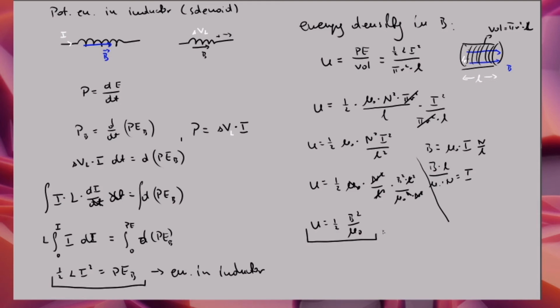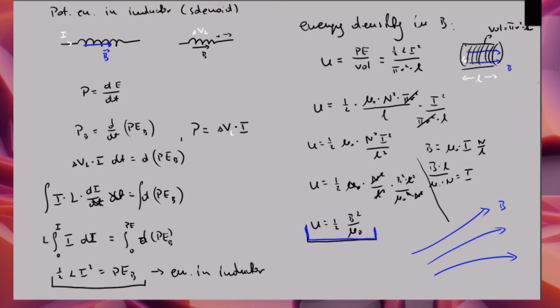It turns out that even though we use the specific example here of a solenoid, this is true in general. That is, if you have a magnetic field, and let's say the magnetic field points like this, the energy density, or joules per meter cubed, can always be calculated using this equation. So as long as you know the value of the magnetic field, you can easily calculate the energy stored in that field in every cubic meter.